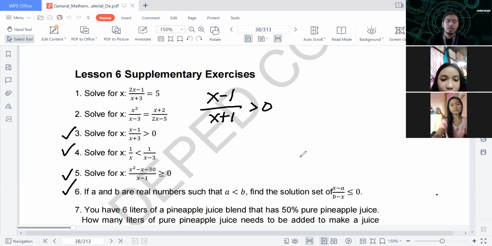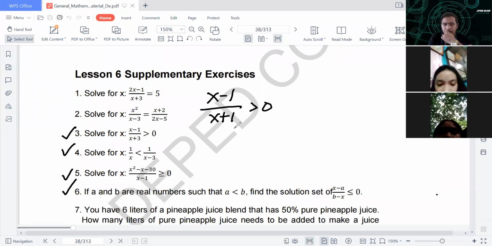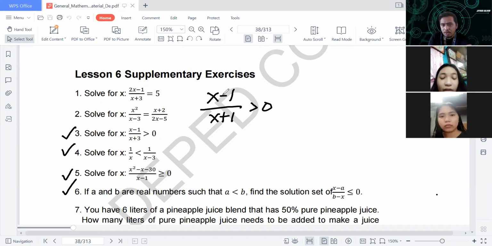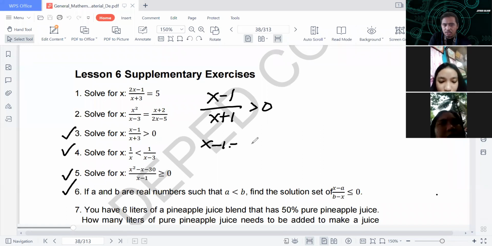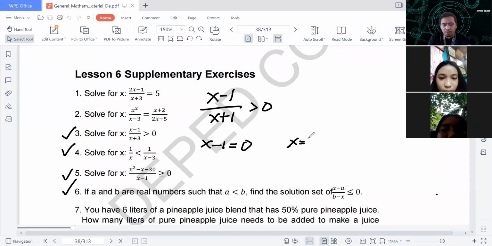Yes, okay, good. So what should be the next step? As you remember, the next step is you will be factoring out the numerator and the denominator if those expressions are factorable. But in this case, the numerator and denominator cannot be factored anymore. So what you will be doing is you will just equate each of the numerator and denominator to 0.